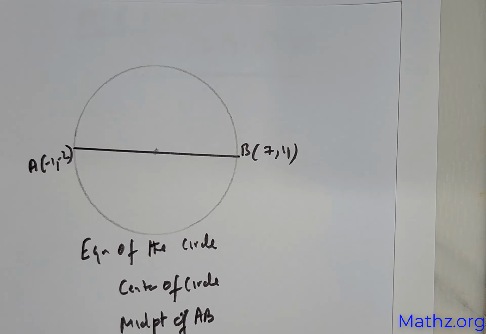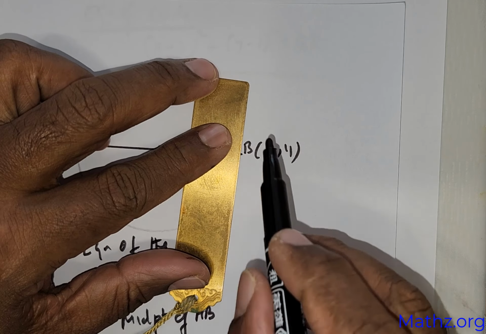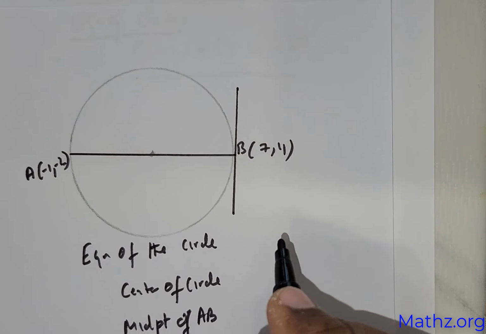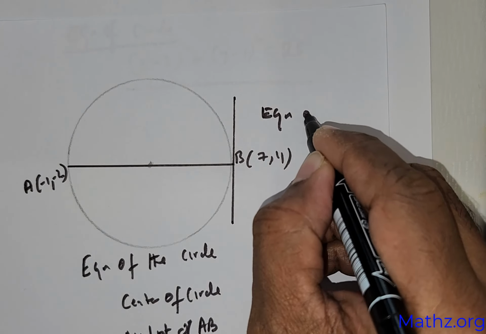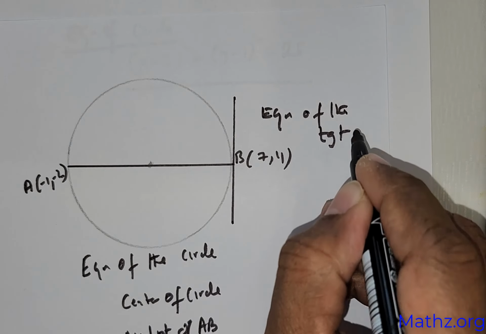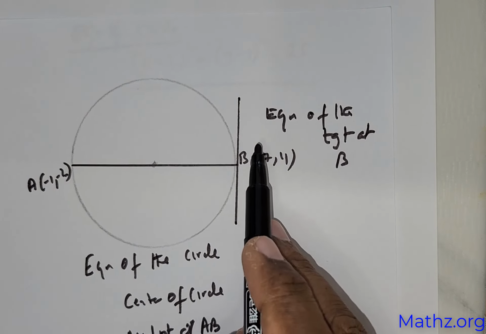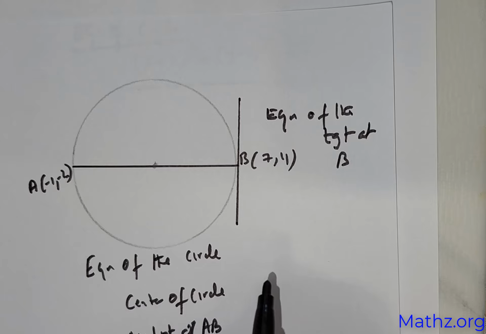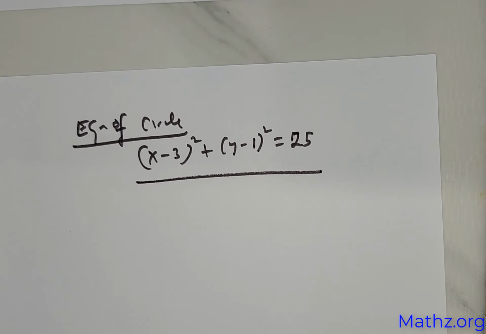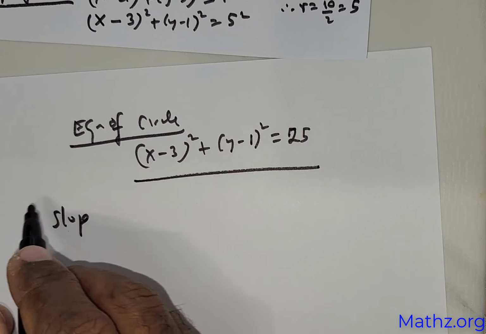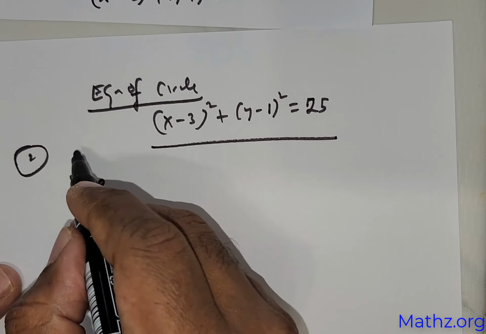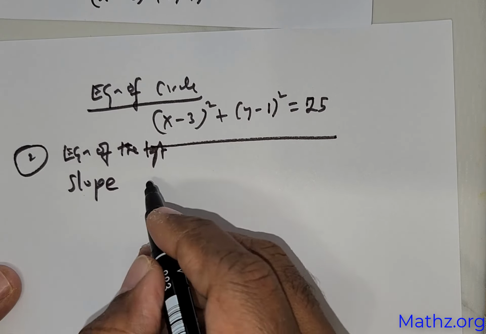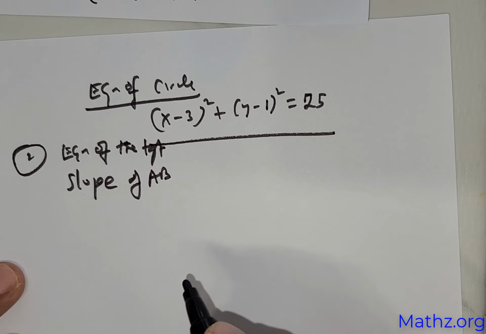The second part is, they say that there is a tangent at B. So I'm going to draw the tangent. So this is the tangent at the point B. We are expected to find the equation of the tangent at B. Now clearly you can see this tangent is perpendicular to the diameter. So that would mean we need to first find the slope of AB. So this is part 2. What is part 2? We need to get the equation of the tangent. So for that we will find the slope of AB.